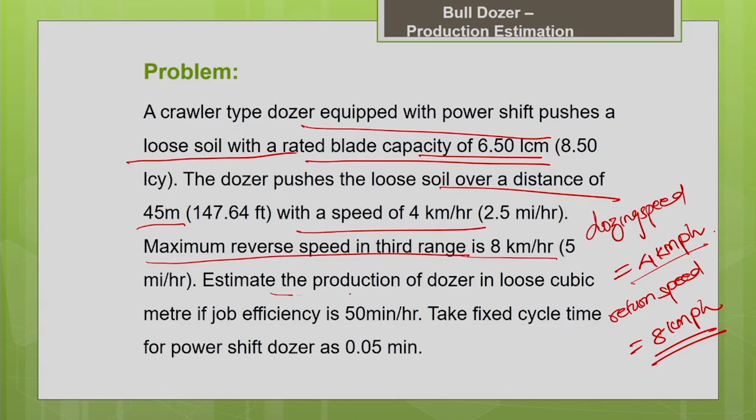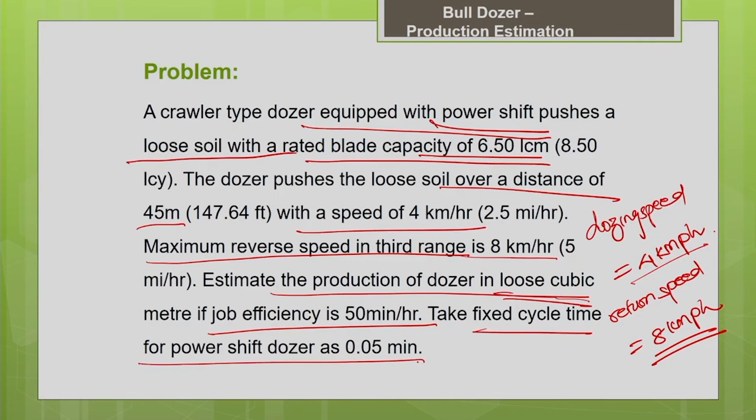Now estimate the production of the bulldozer in loose cubic meter if the job efficiency is 50 minutes per hour. Since it is a power shift mode, you can assume the fixed cycle time for the power shift dozer as 0.05 minute. So the maneuver time when you go for automatic gear change machines is 0.05 minute. You can assume that. So that will be your fixed cycle time.